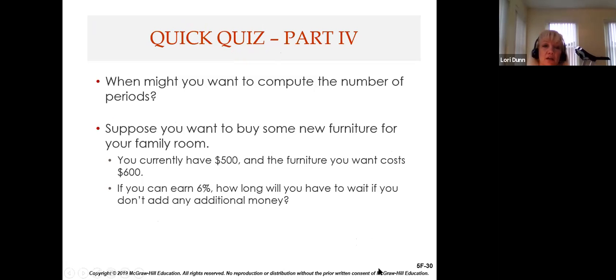So suppose you want to buy some new furniture for your family room. You currently have $500 and the furniture you want costs $600. If you earn 6%, how long will you have to wait if you don't add any additional money? So take 2 or 3 minutes now and see what you come up with using either the finance function on your calculator, or just using the formula. So I'm going to put myself on mute and I'll be back in 2 or 3 minutes.